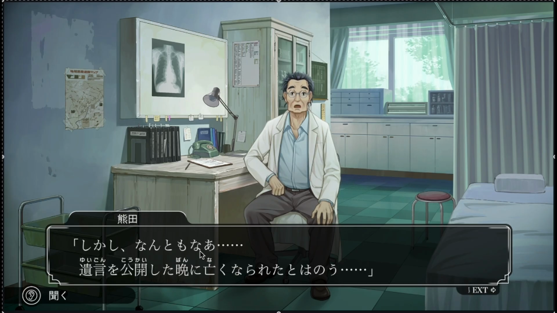しかし、なんともな。遺言を公開した晩に亡くなられたとはの。Shikashi is like, however, what's the good way of saying? Official translation puts it as, can you imagine? And then passing away on the very night of announcing your will. We have the night. You have dying at the night of the day that we read the will.